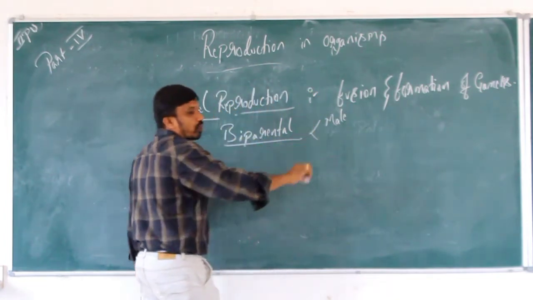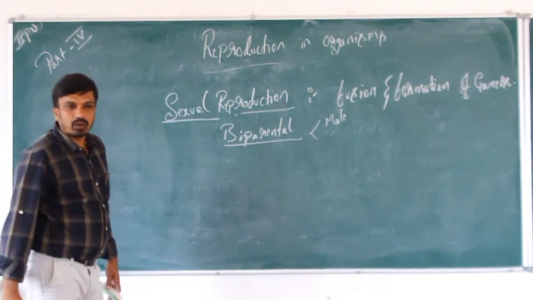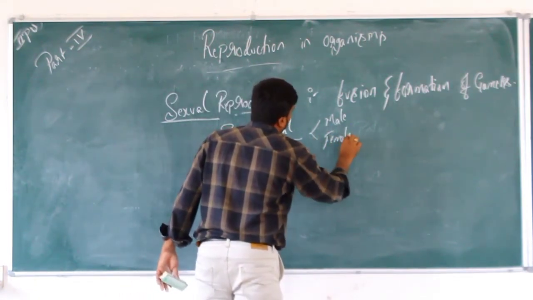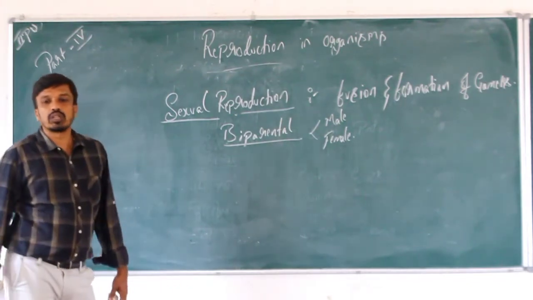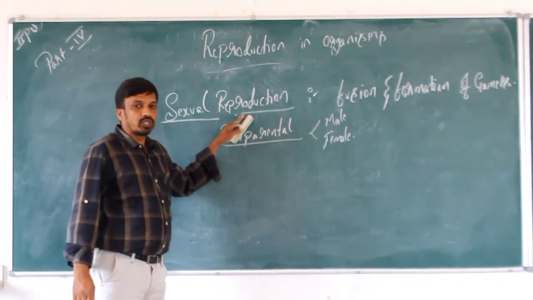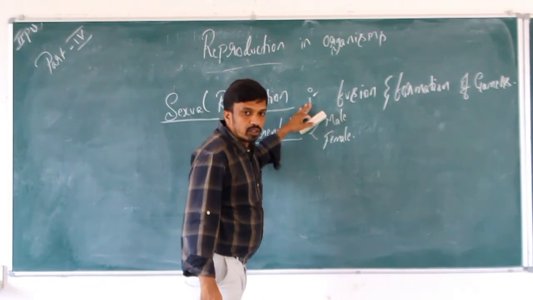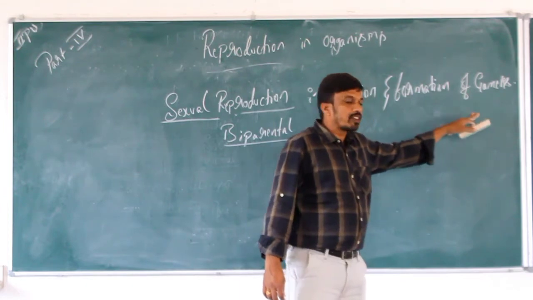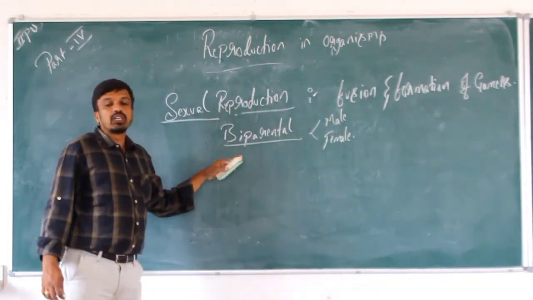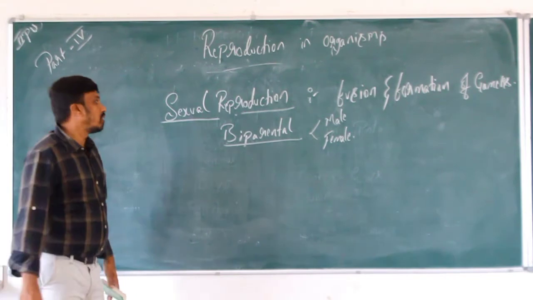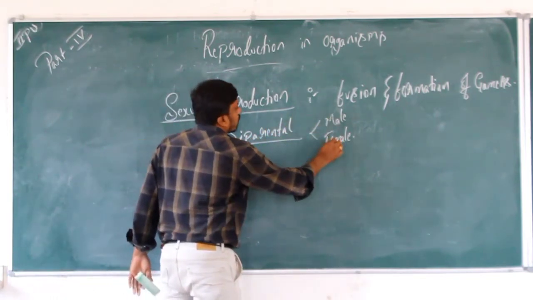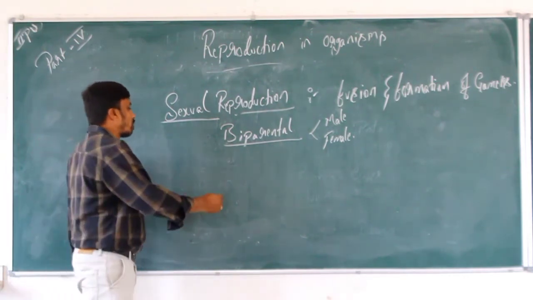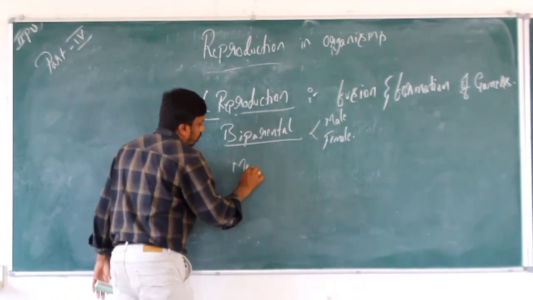So sexual reproduction requires two individuals: a male individual and a female individual. Sexual reproduction is a type of reproduction in which young ones are produced with the help of fusion and formation of gametes. It is always biparental. Biparental means two organisms, one male and one female, are required. It takes place with the help of meiosis.